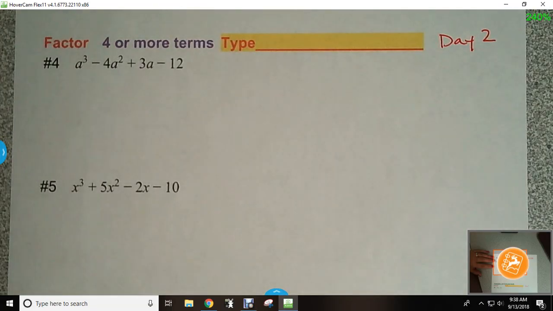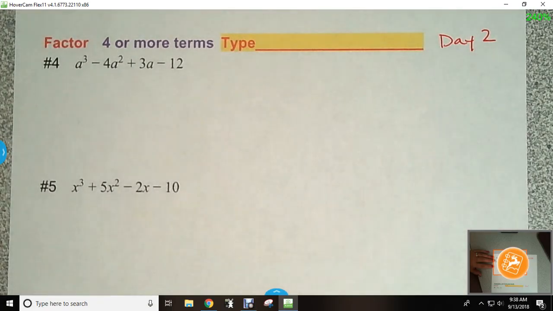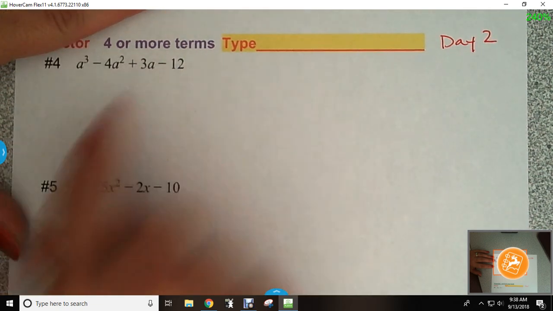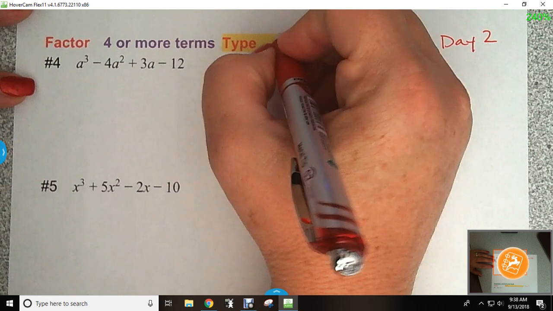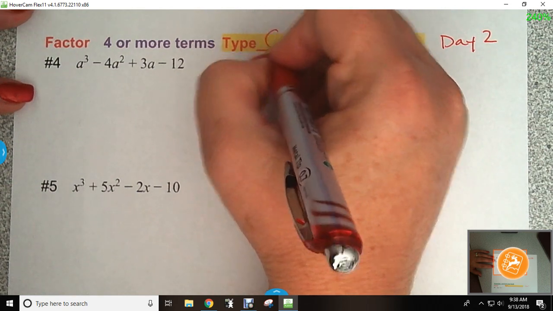All right, so now we are going to go back and take the problems in problem order at this point, and we're going to start with factoring when you have 4 or more terms. Again, you always want to look for a greatest common factor first, but if we're looking at these, there is no greatest common factor, and they both have 4 terms. So the type of factoring we're going to do here is factor by grouping.